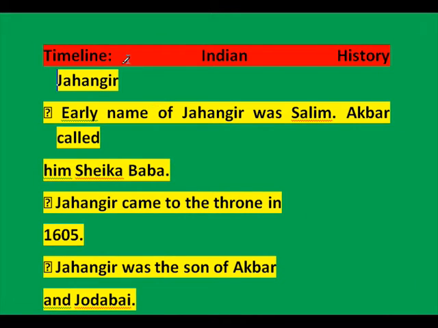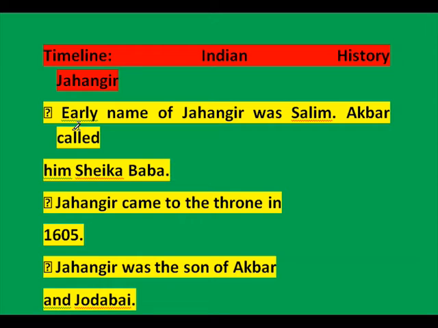So, timeline of Indian history. Before this, we discussed important Mughal rulers like Babur, Humayun, and Akbar, and now we discuss Jahangir. So now we are discussing mainly the timeline of Indian history. In the first part we discussed the Mughal rulers, and in the second part now it's Jahangir.